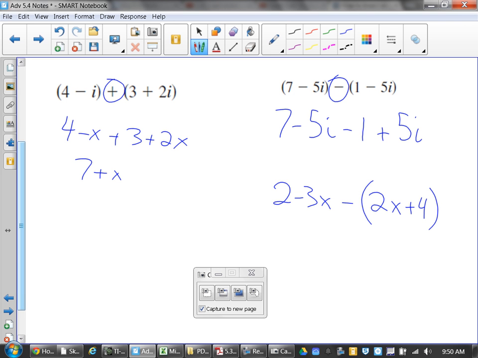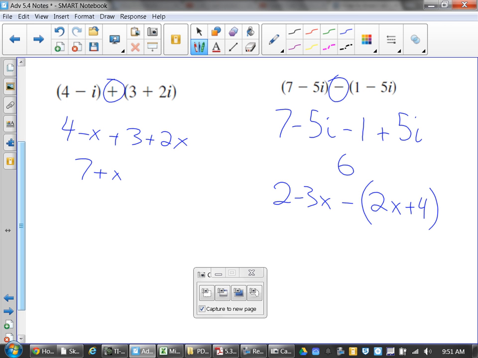Because what's 5i minus 5i? 0. Okay? You get 6. We all right with that? So that was set, because we're not solving this. These are just combining the terms.